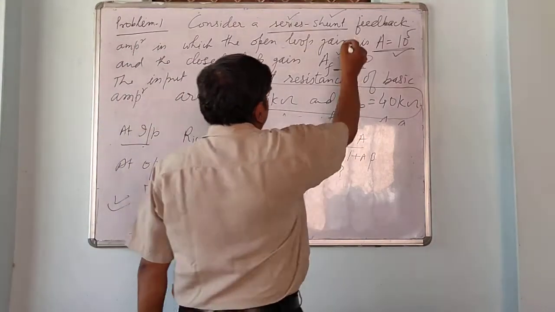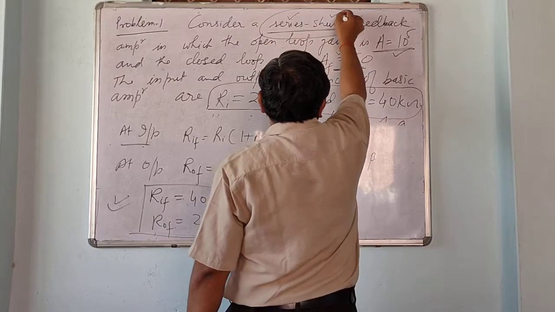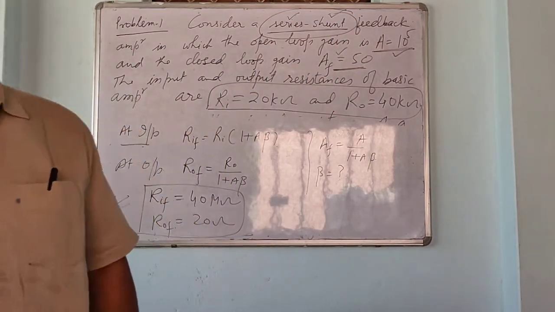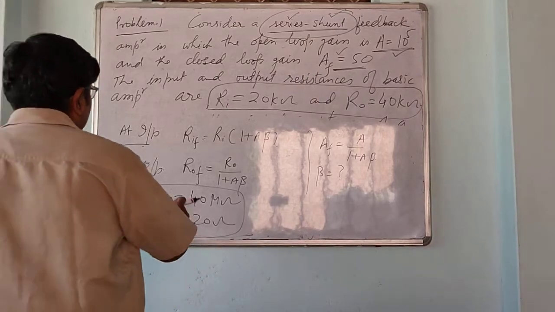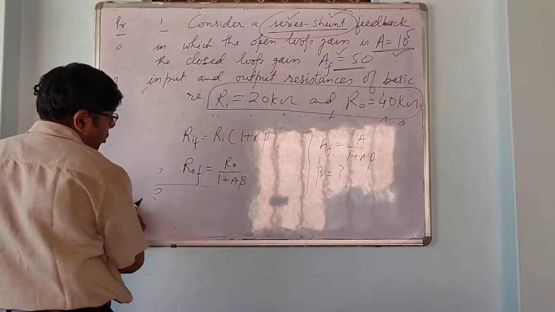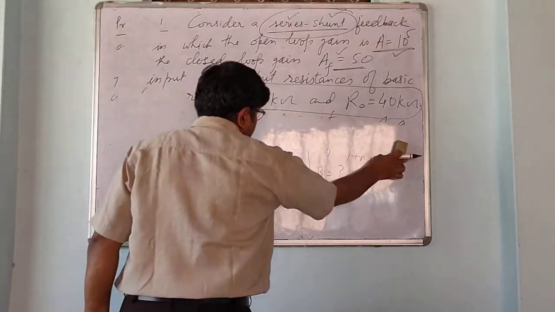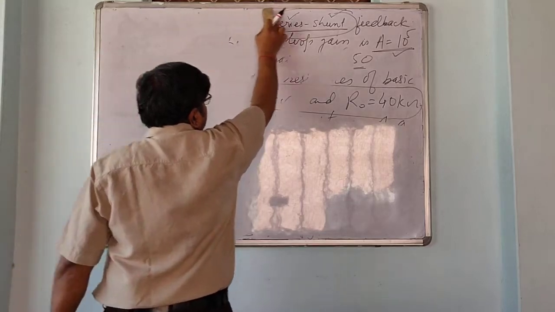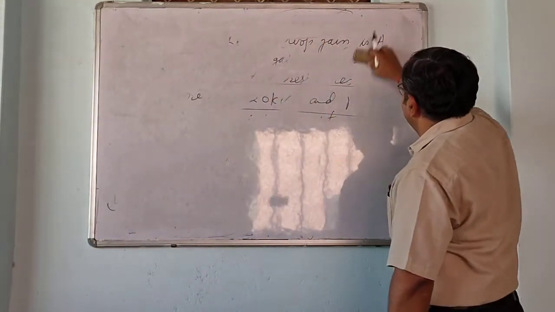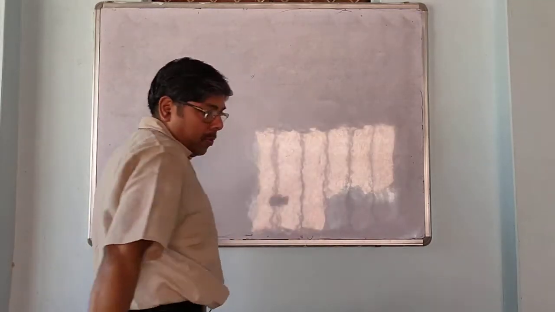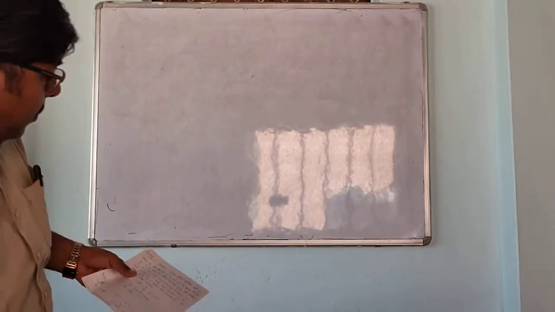So these terms are important: which type of feedback we are using. On the basis of that, we can determine input and output resistances. One more problem.